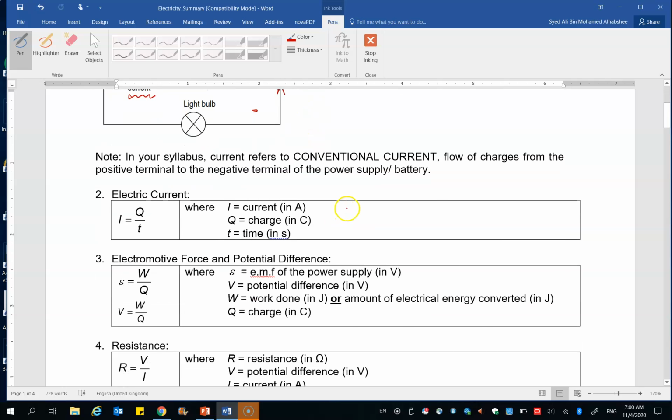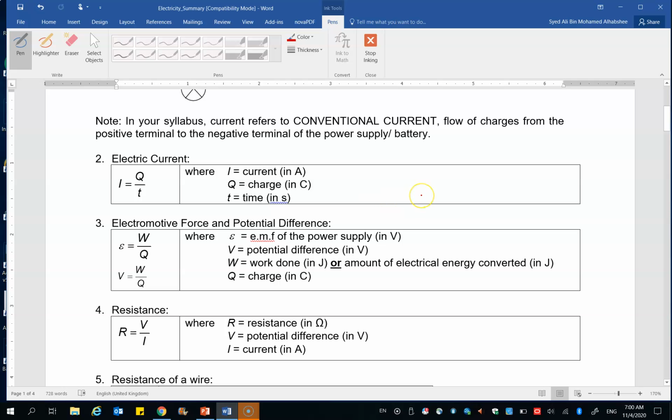All right, now we talk about what exactly current is. Current is due to the flow of charges, and current is equal to the charge divided by time. It is the rate of flow of charges, how fast the charges are moving.